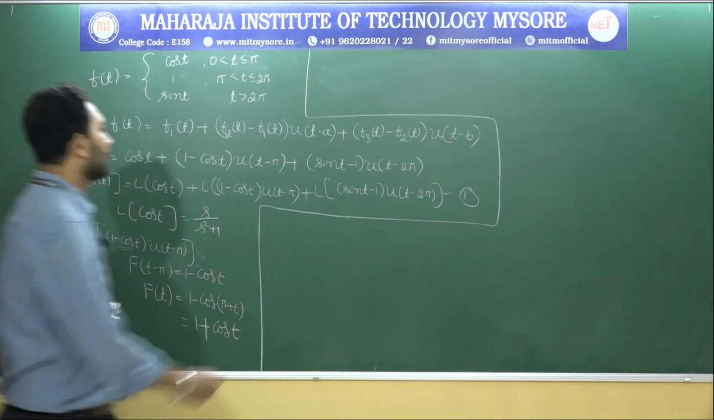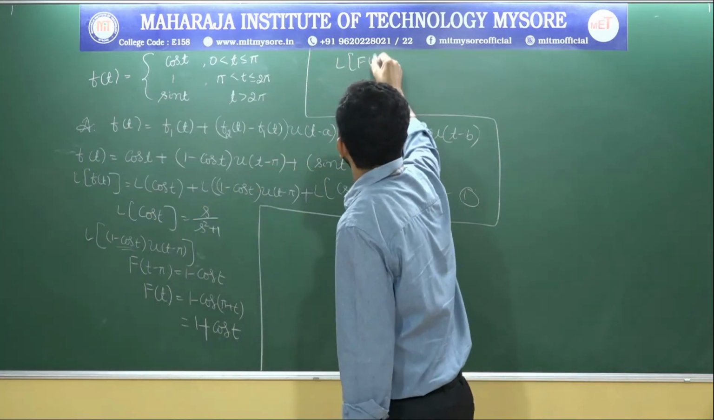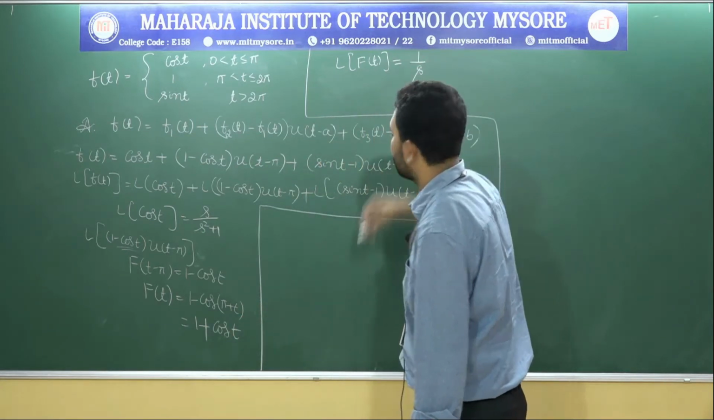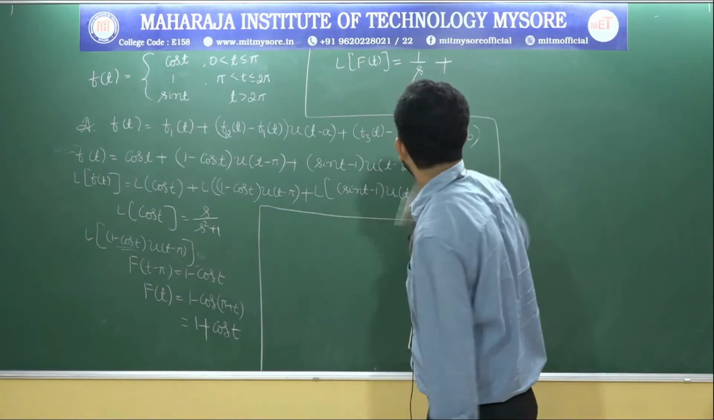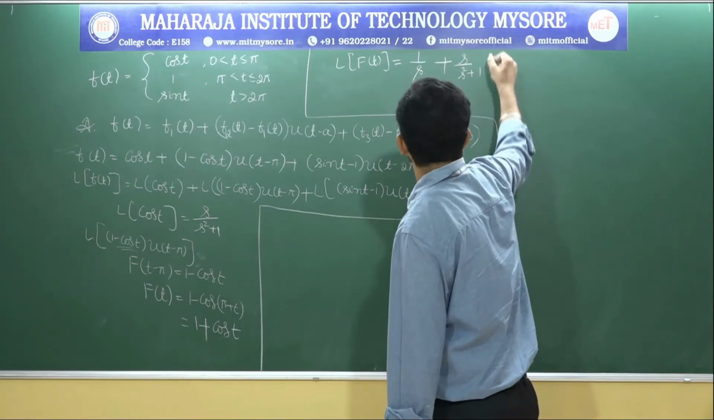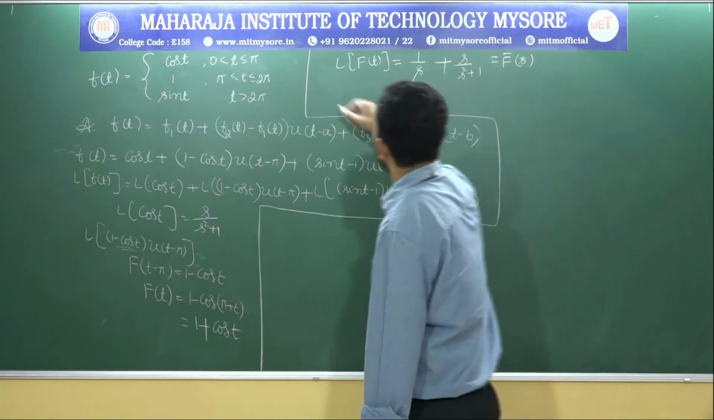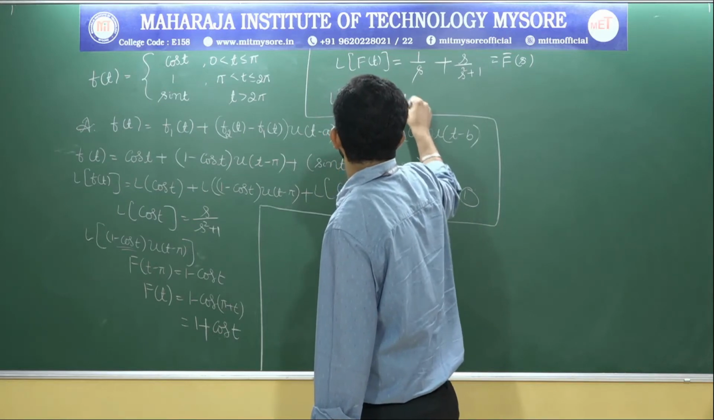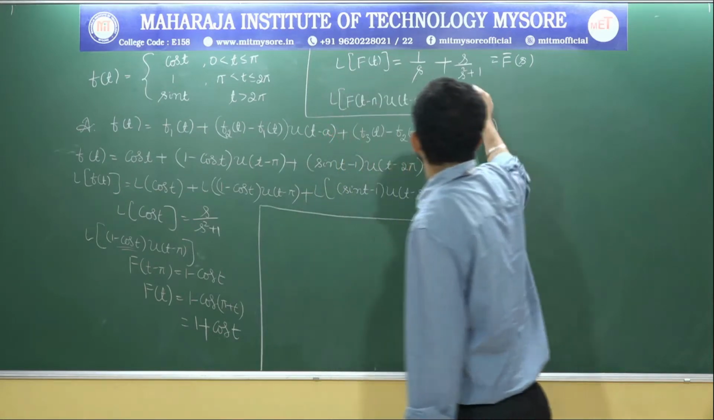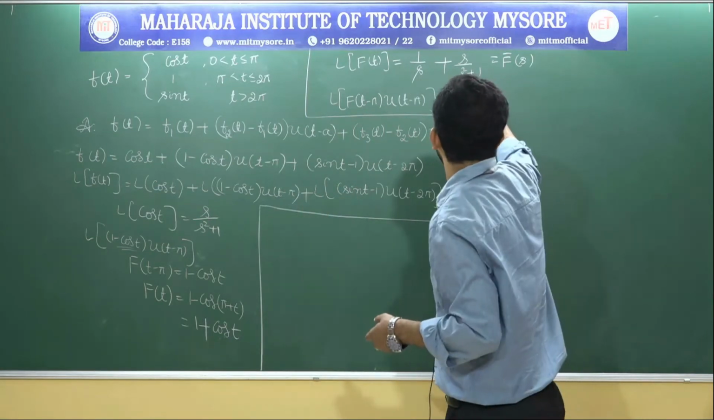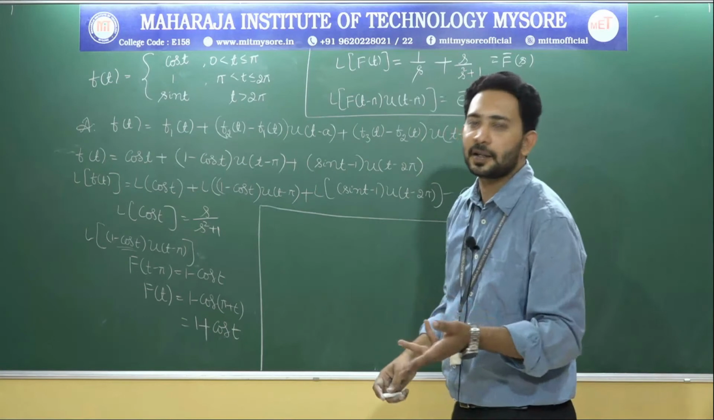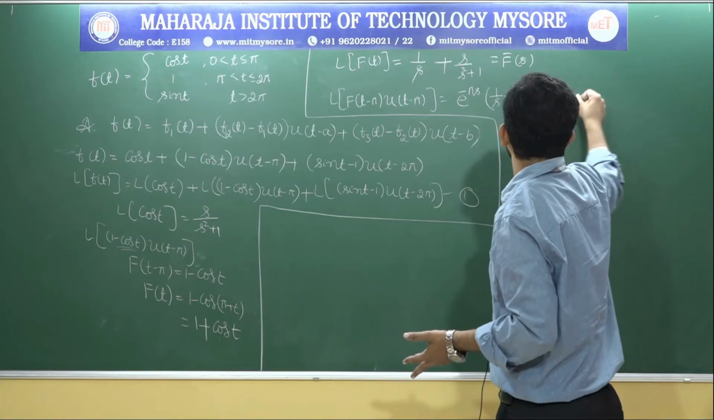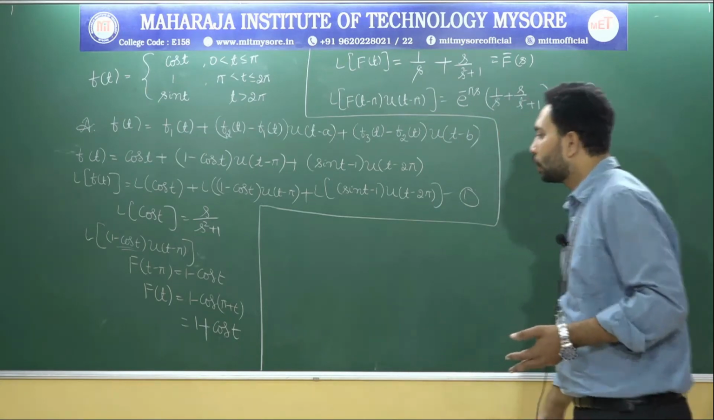Okay, next, Laplace, I require Laplace of f of t. Laplace of f of t equals 1 plus cos t; Laplace of 1 is 1 by s, plus Laplace of cos t is s divided by s square plus 1. This is our f bar s. Then the required Laplace of f of t minus pi into u into t minus pi is e power minus pi s into f bar s. F bar s is 1 by s plus s divided by s square plus 1. I will take this as equation 2.